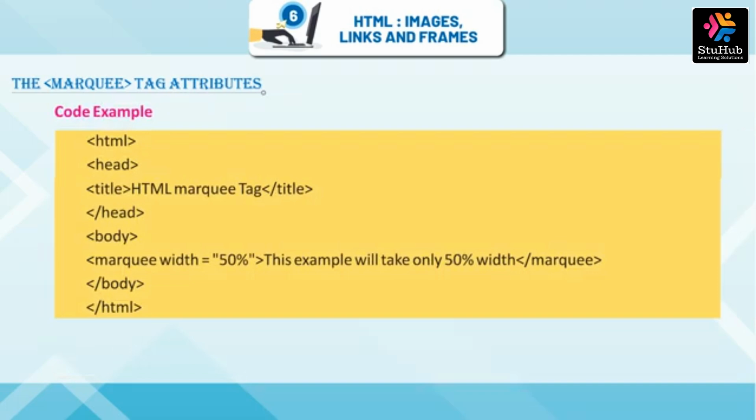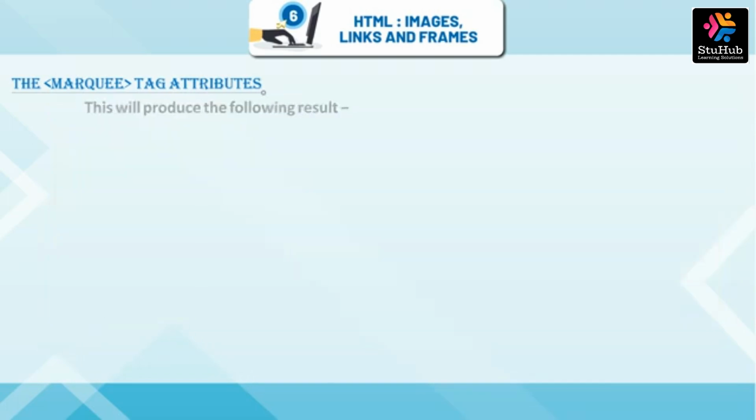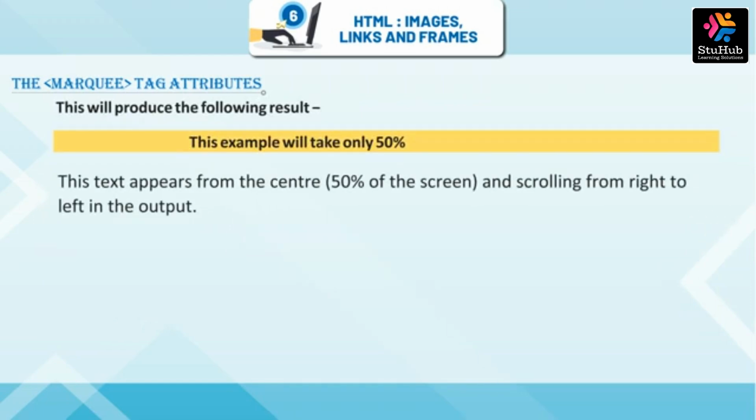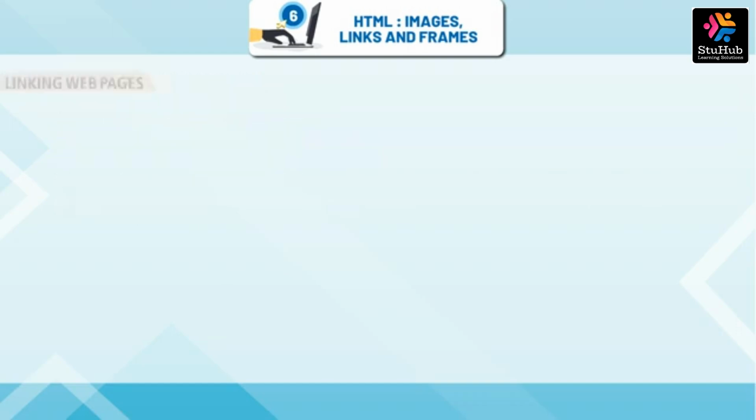Code example. This will produce the following result. This example will take only 50%. This text appears from the center 50% of the screen and scrolls from right to left in the output.